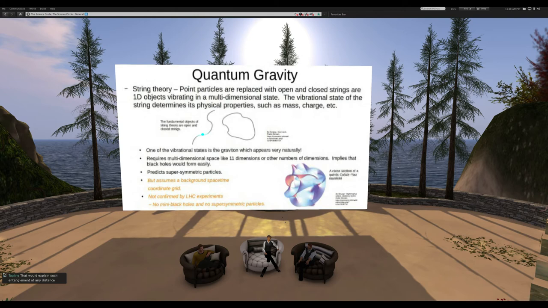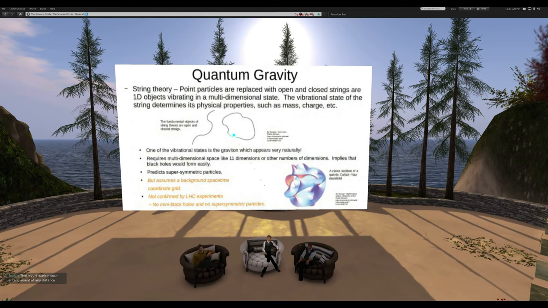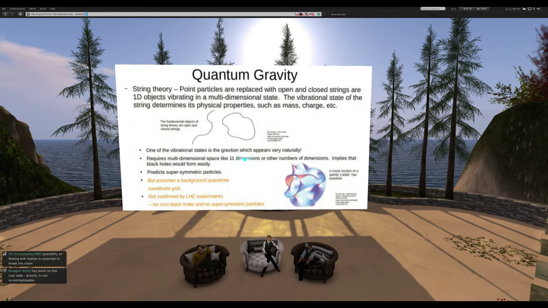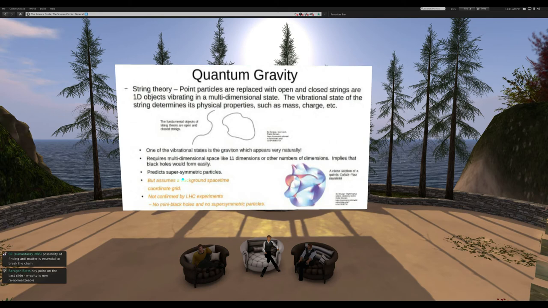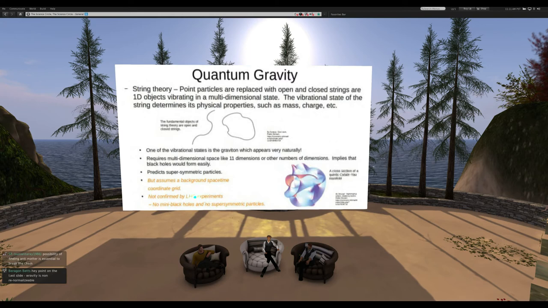One approach is to use what's called string theory. So instead of point particles, you have these one-dimensional objects, strings that are open or closed. And they vibrate in multiple dimensions. The graviton appears very naturally here, which is great. It requires a very large number of dimensions, sometimes 11 dimensions or other numbers. This has implications. It predicts another bunch of particles called the supersymmetric particles.